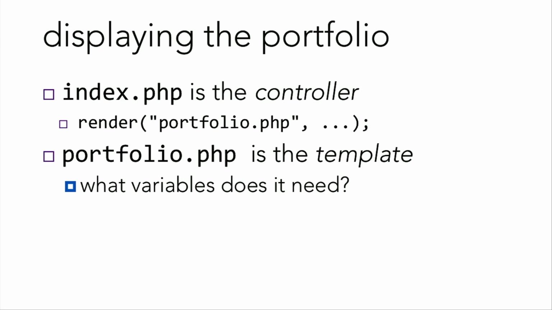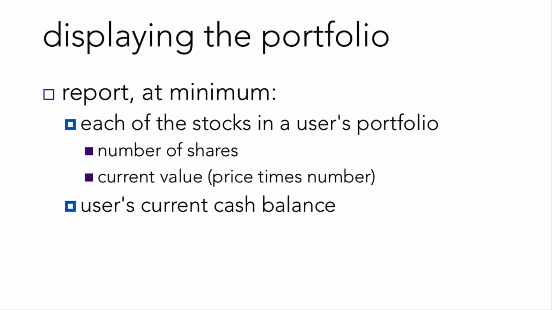So we need to think about what variables we need to pass in from index, which will do all of the querying, into portfolio. We need to report at minimum each of the stocks in a user's portfolio, the number of shares that they have, and the current value, which is going to be the stock's current price times the number of the shares, in addition to the user's current cash balance. With that, they can see their entire stock portfolio.